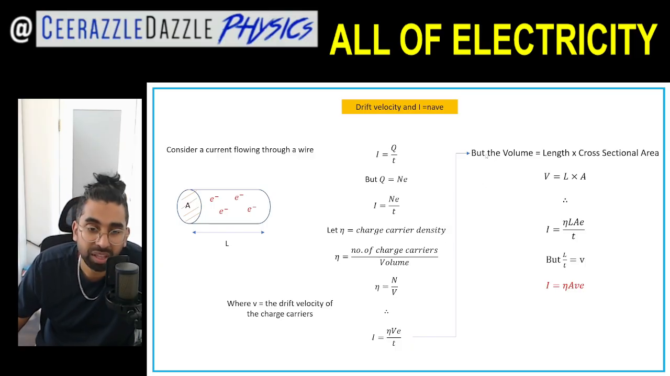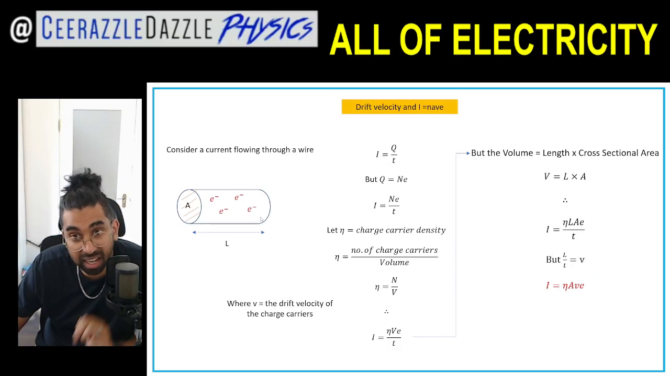But we also know that the volume is equal to length times cross-sectional area, yes, for a cylinder. So L times A. So we can now plug this in, replacing the volume with L times A. The current is equal to eta, charge carrier density, times the length, times the cross-sectional area, times e, the charge of one electron, divided by t. And then finally, the electron has traveled a distance L in time t, so L divided by t is equal to v. Therefore, I is equal to eta A v e.